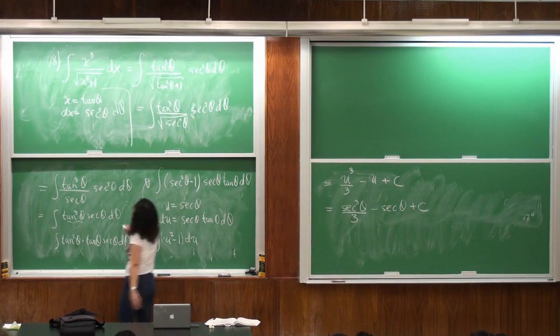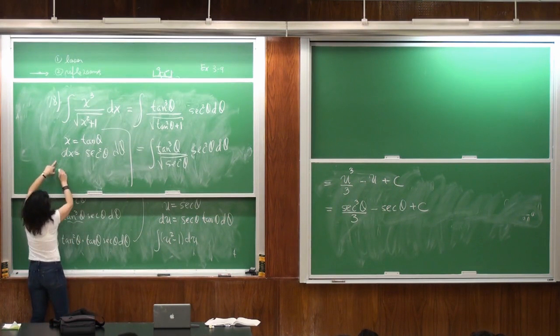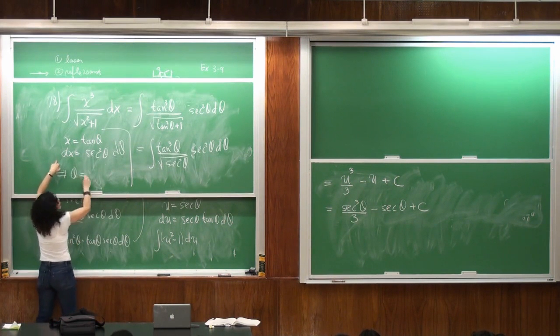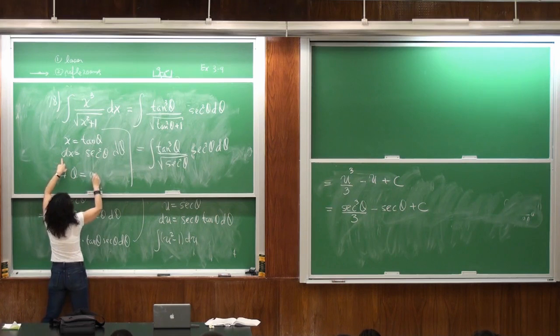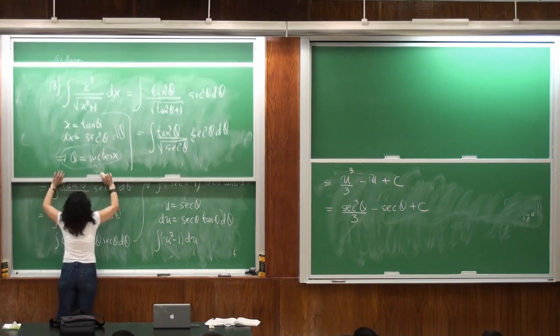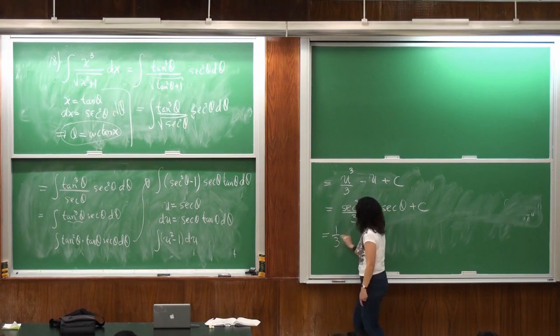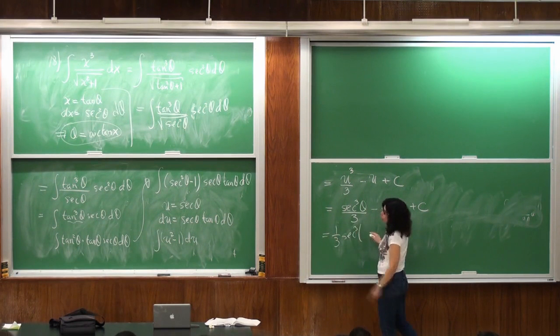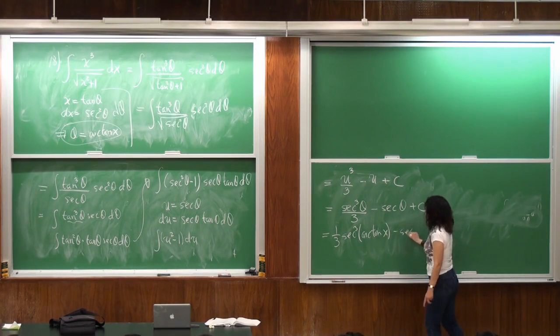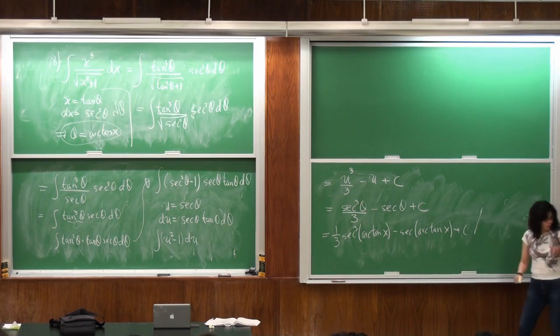No, because what is theta? From this one, what is theta? Exactly. Theta is equal to the inverse tangent of x. So now I have to replace my theta over here. So I have to say this is 1/3 secant cubed of the inverse tangent of x minus secant of the inverse tangent of x plus c. Very good.